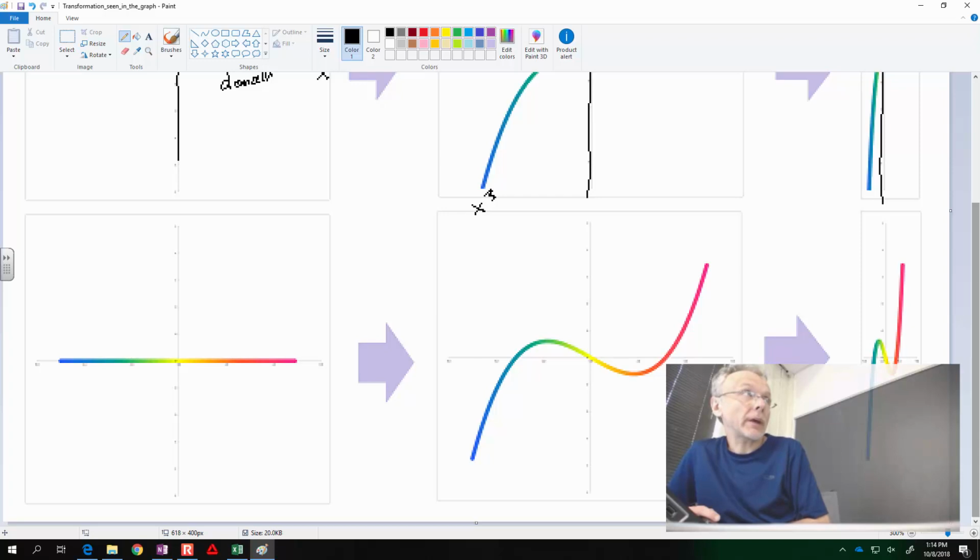Stretching, shrinking, what else you see there? What's happening in the middle? So what's happening to the yellow part?